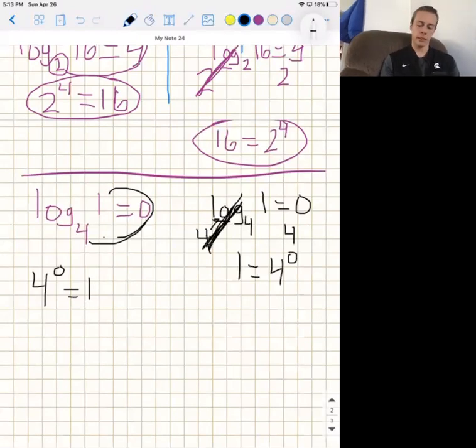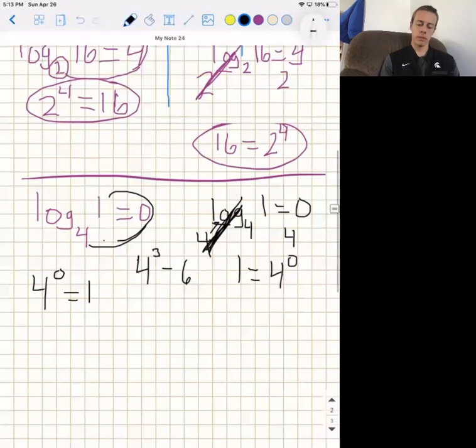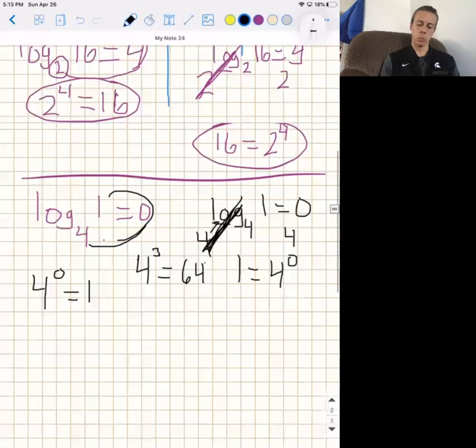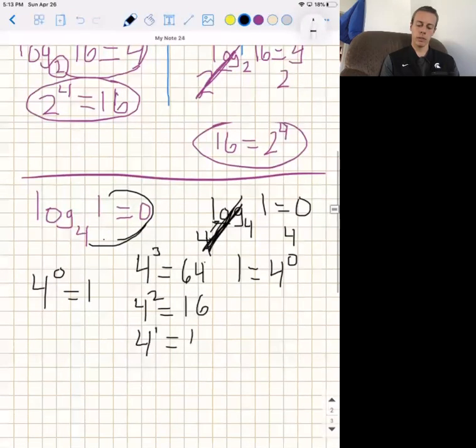Well, yeah, it is. If you think about, hey, what's 4 cubed? 4 cubed is 64. And we're just proving to ourselves that 4 to the 0 is 1. 4 squared is 4 times 4, or 16. 4 to the 1st power, well, that's just 4.